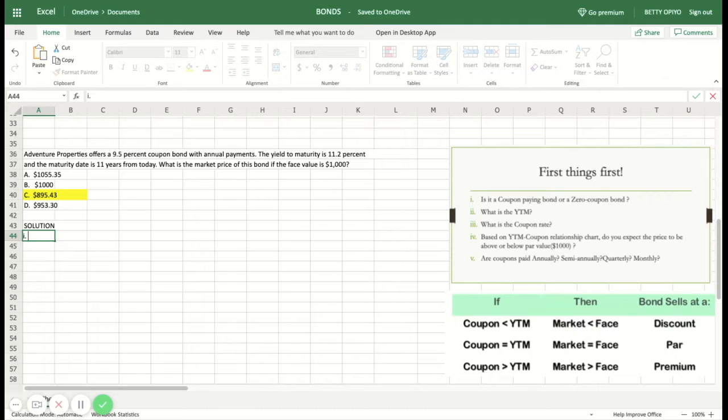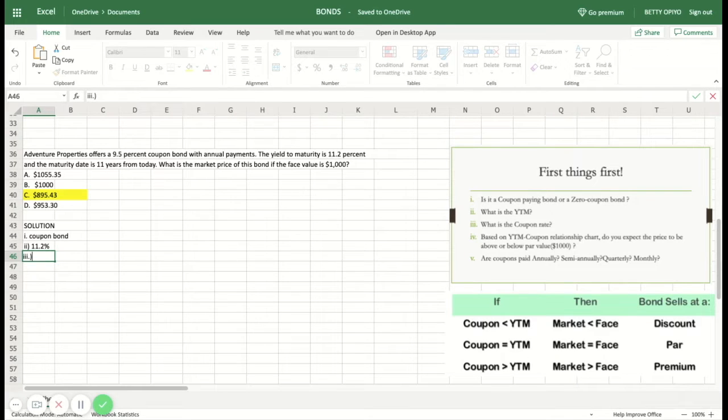So the first thing is that we determine that this is a coupon bond. And then the second thing that we need to determine is what is the YTM. The YTM, as I mentioned before, is the yield to maturity, which is the discount rate that we're using for our calculation here. Let's see what it says. The yield to maturity is 11.2%. So we do have that as 11.2%.